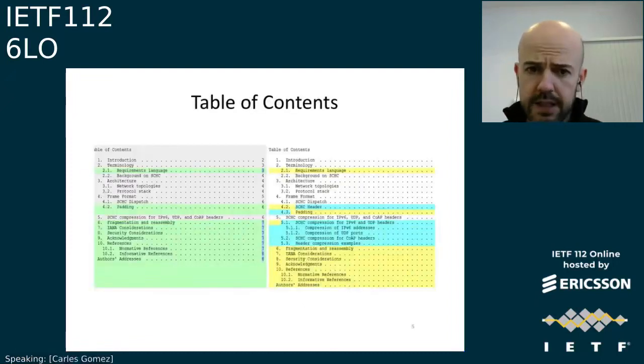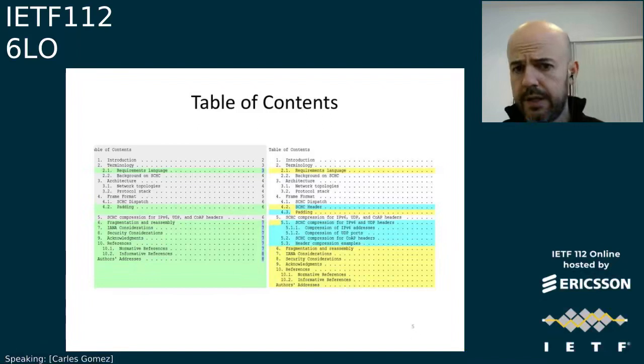On the updates in 01, here you can see a diff of the table of contents. You can see how the two main sections in the draft, section 4, frame format, and section 5, SCHC compression for IPv6, UDP and CoAP headers, are now more detailed and more complete. Next, please.